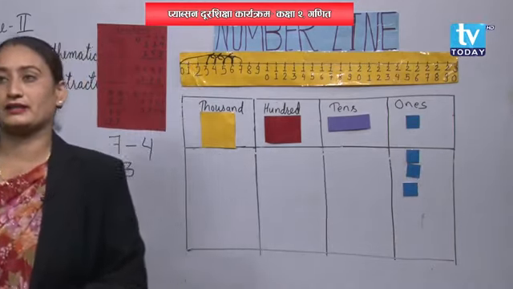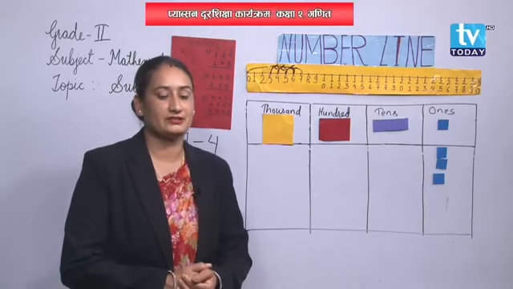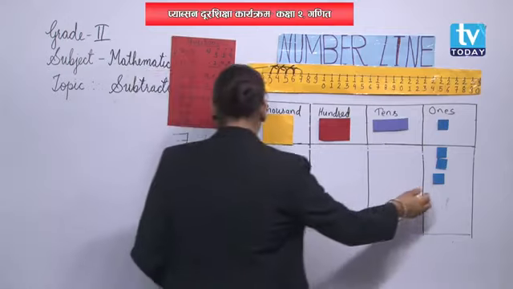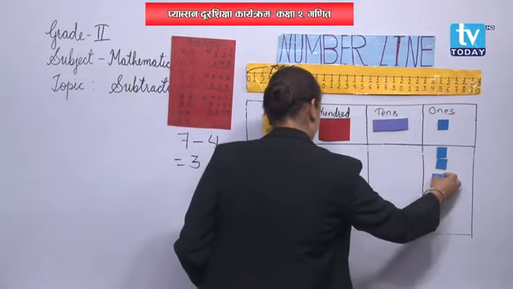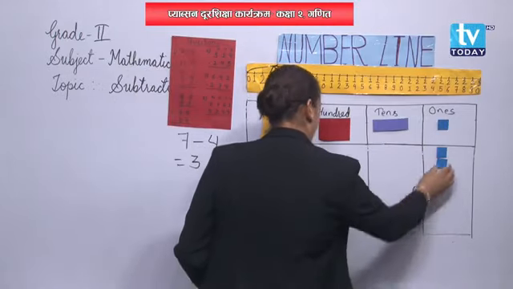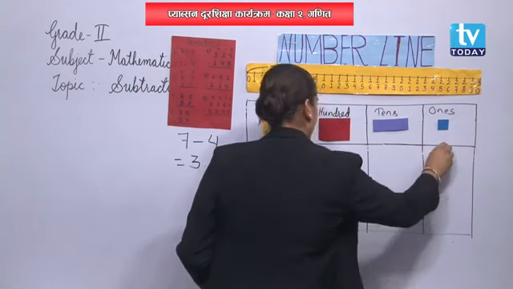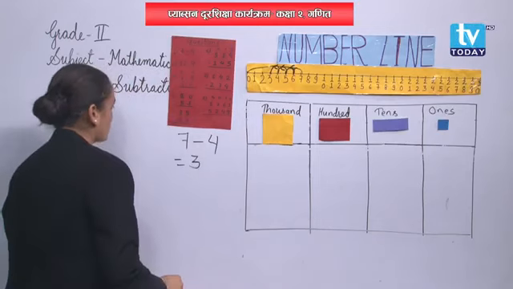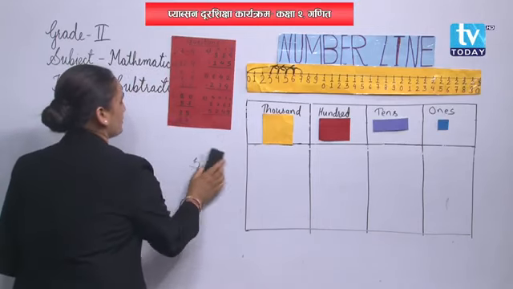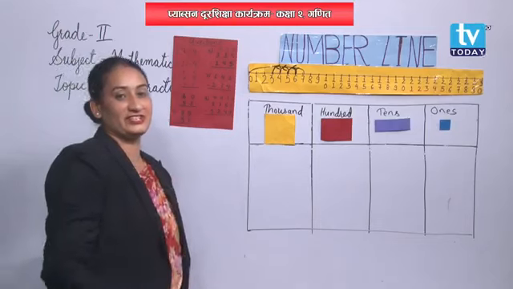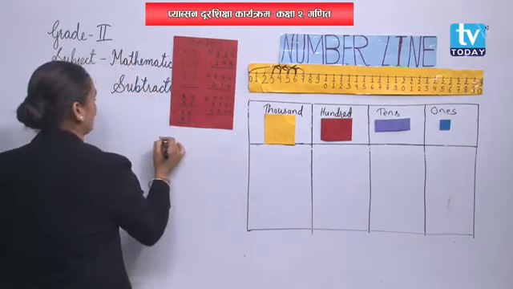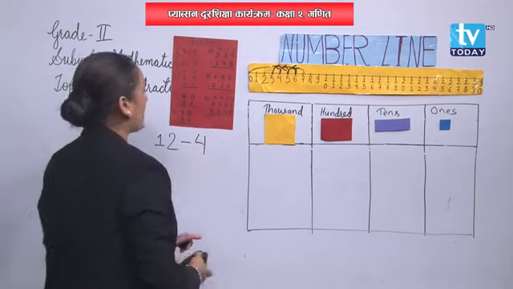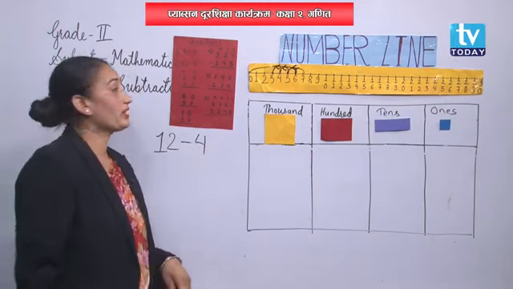Okay, let's do the next question. Are you ready for the next question? Very good. 7 minus 4 equals 3. Now, the second question is for you: 12 minus 4. Okay, students, the second question is 12 minus 4.